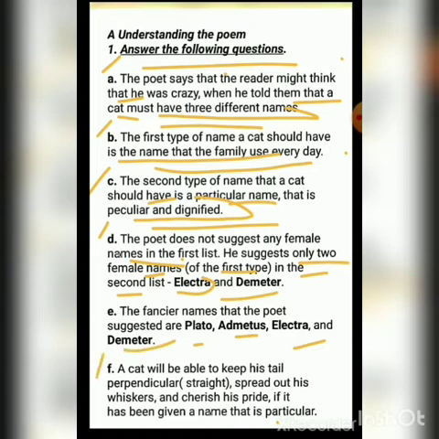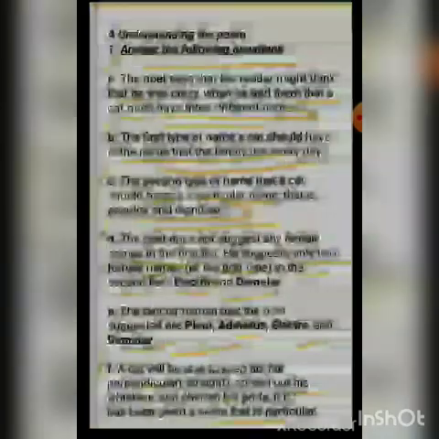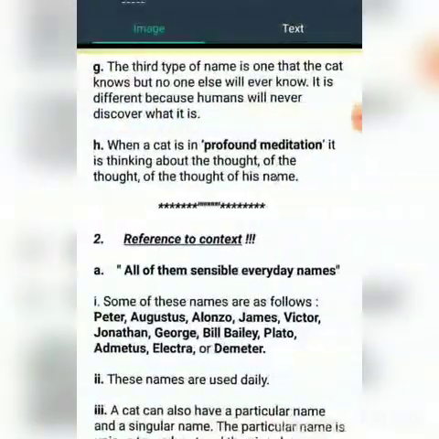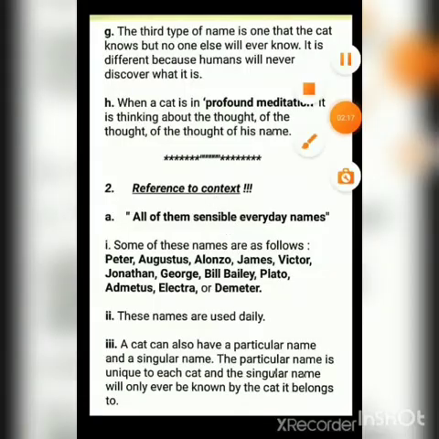Now, moving on to the next question, that is F part. In what way will a cat be able to behave if he's given a name that is particular? A cat will be able to keep his tail perpendicular. Perpendicular means straight. Spread out his whiskers and cherish his pride if it has been given a name that is particular. Alright, so now moving on to the G and H part.